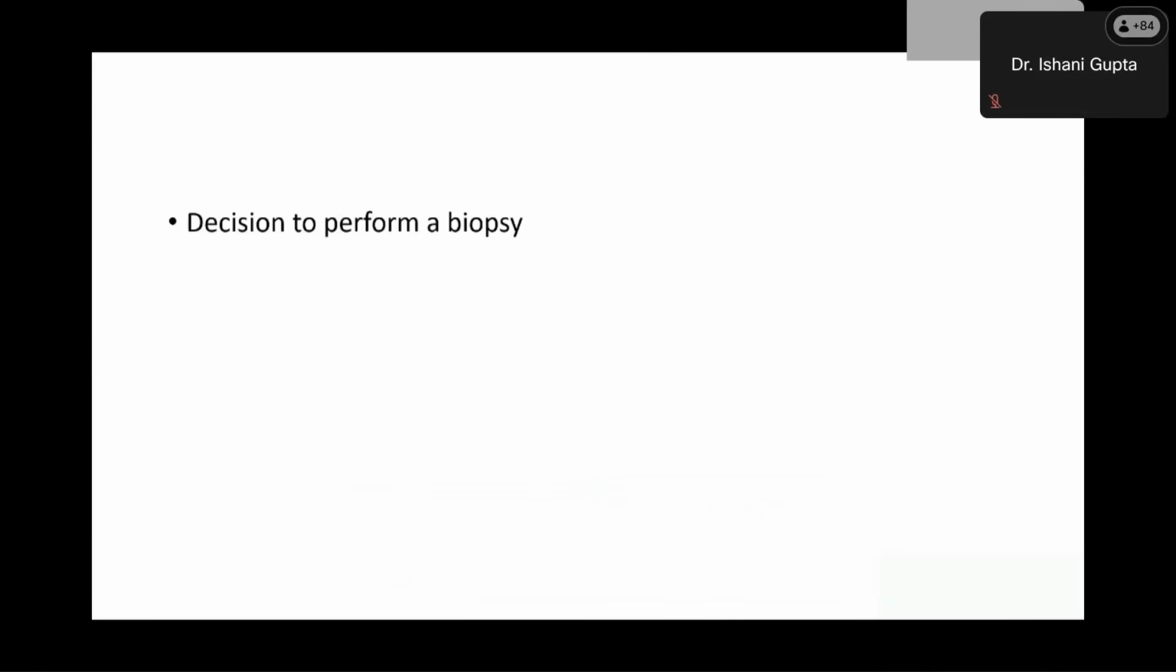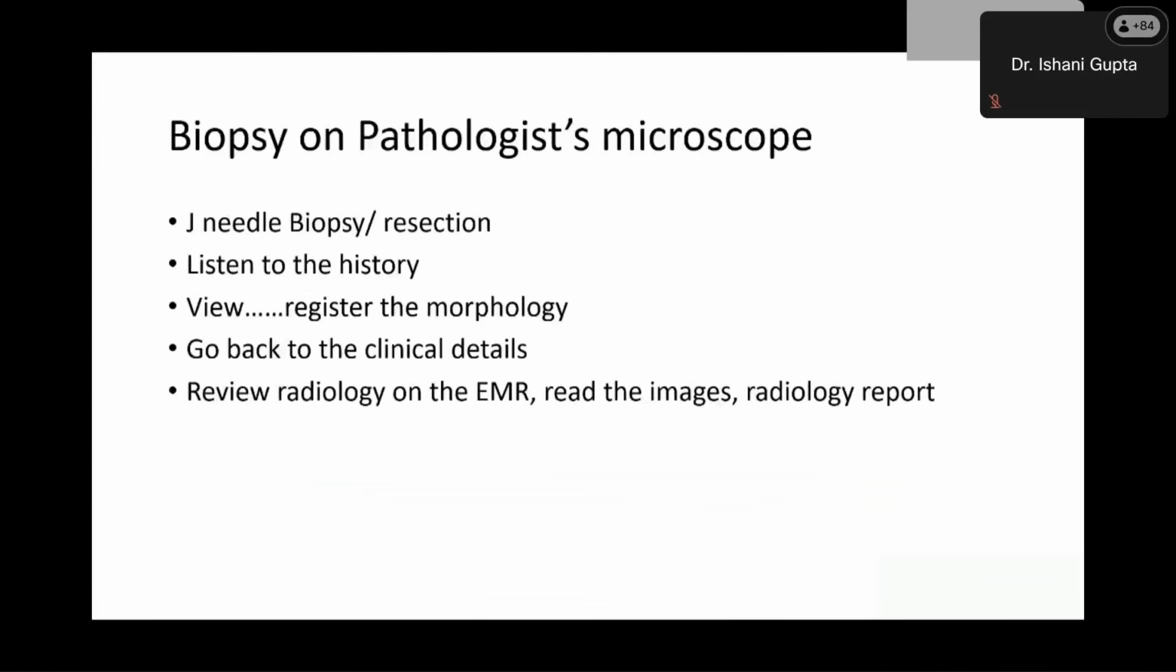So are you understanding the flow of the patient from the clinic? He has now come to the biopsy stage, and here you get the tissue. It is a J needle biopsy, sometimes a resection. It comes to your desk for reporting. That is where you are right now. You are viewing that biopsy while you are listening to the history. So this is the real life scenario that happens in every pathologist's office or workstation.